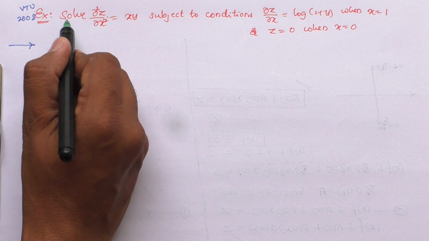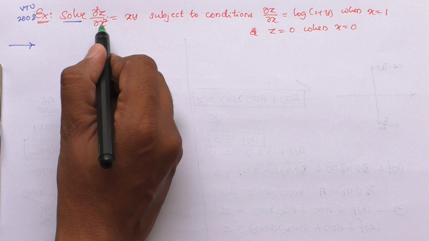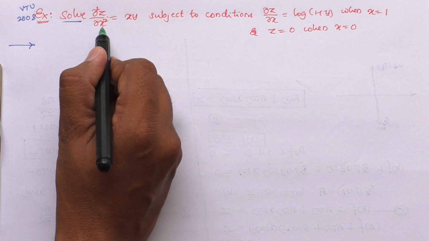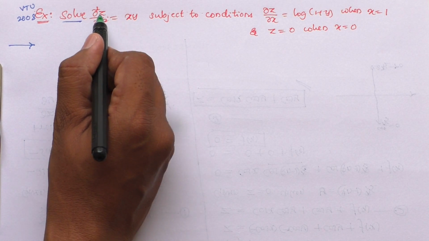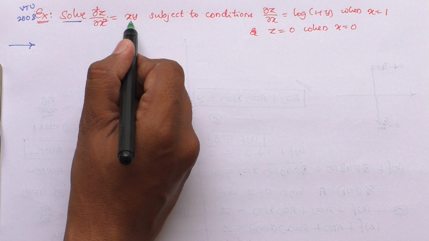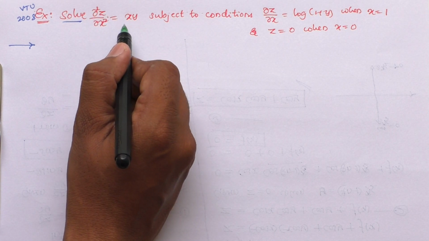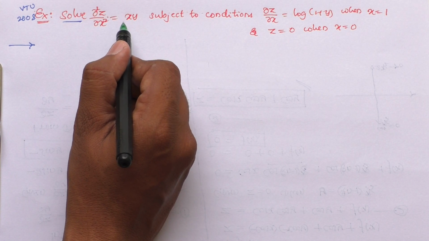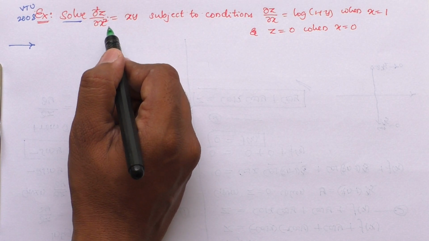Whenever solve is given, first identify which type of PDE it is, whether homogeneous or non-homogeneous. If it has z along with the independent variables x, y terms, it is non-homogeneous. In the case of non-homogeneous, we go for direct integration.